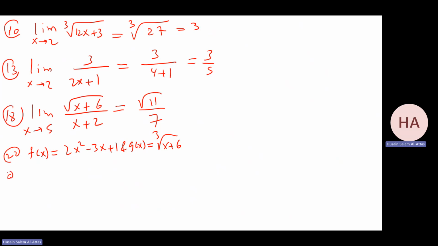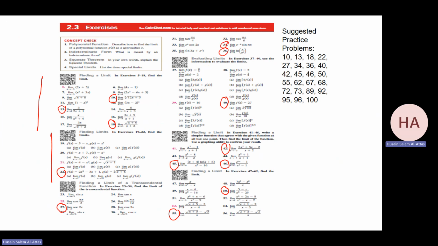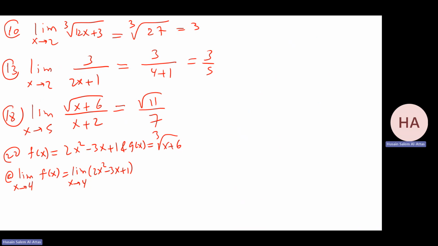They want part A, limit of f of x as x goes to 4. Since this is a polynomial, nothing to worry about. This is 2 times 4 squared, which is 32, minus 12, that's 20, plus 1. So this is 21.